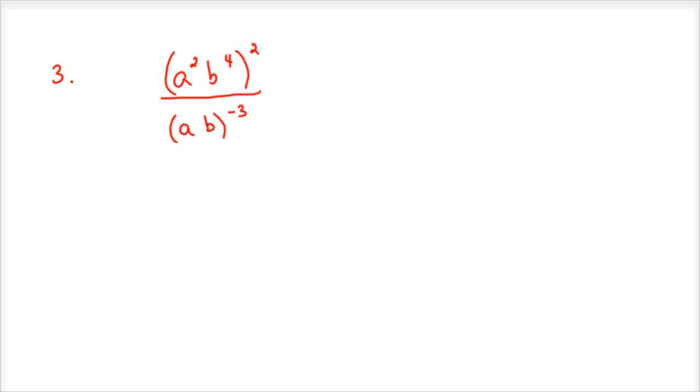Okay, let's bring this up. So now we're going to apply some multiplication and division together. We're going to distribute this negative 2 to both of them, in a sense. So a squared raised to the second power becomes, remember our rules, a power to a power, we're multiplying. So a to the 4th, b to the 8th. 2 times 2 is 4, 4 times 2 is 8. Over here we have the first power, this becomes negative 3 times 1, which is a to the negative 3rd, and b to the negative 3rd.